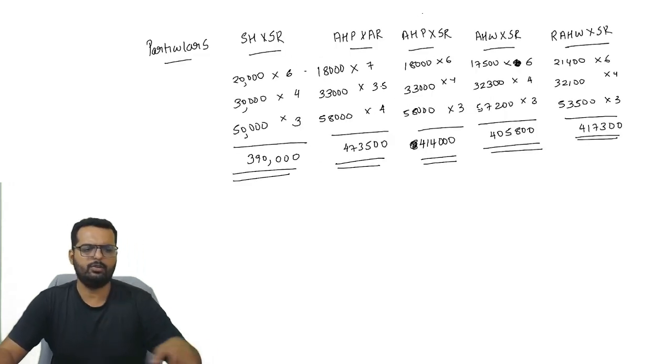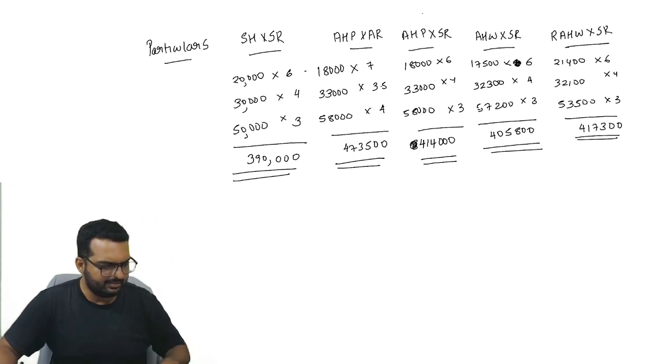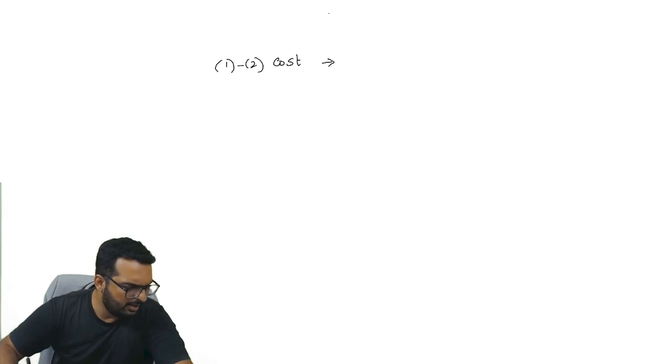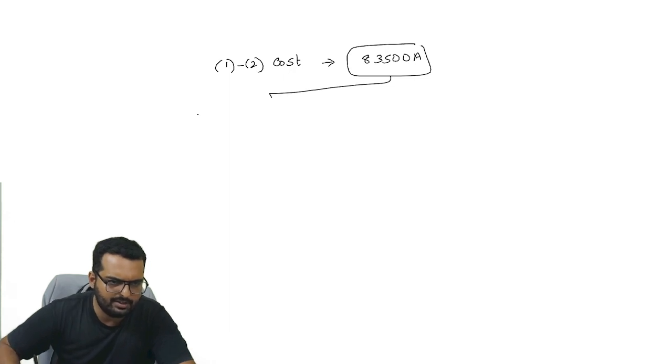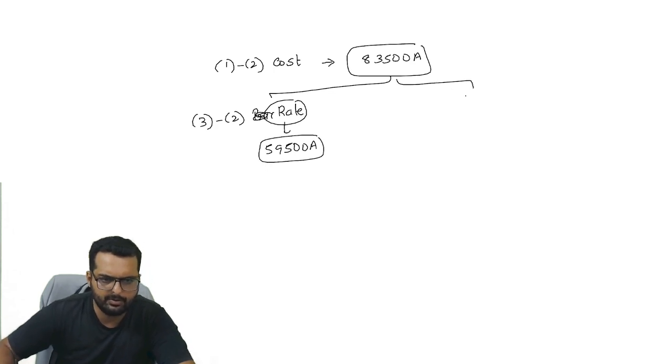So now we will do it one by one. As I told you, the first thing we will do is 1 minus 2, which will be the cost variance. How much will the cost variance turn out to be? 3,90,000 minus 4,73,500. Do we get the answer as 83,500 adverse? Next, 3 minus 2 is called the price variance or the rate variance. How much is the rate variance? 59,500 adverse.